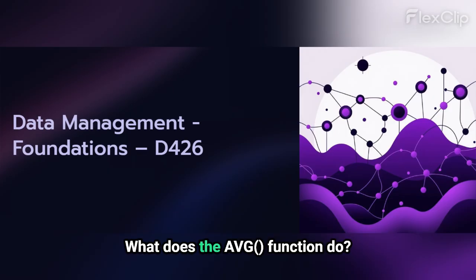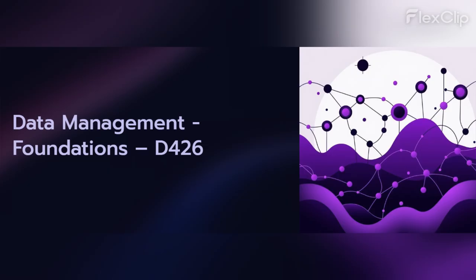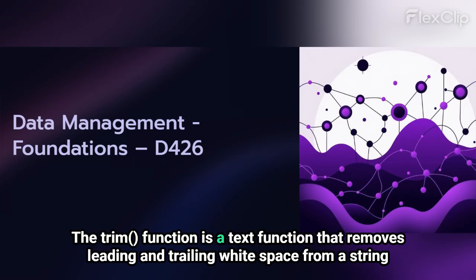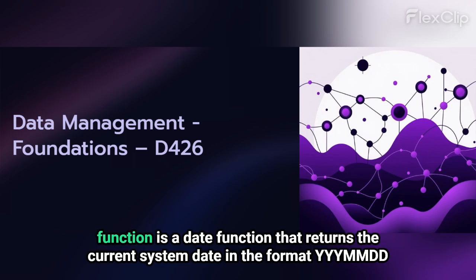What does the AVG function do? The AVG function is an aggregate function that calculates the average of a set of numeric values. What does the trim function do? The trim function is a text function that removes leading and trailing white space from a string. What does the CURDATE function do? The CURDATE function is a date function that returns the current system date in the format YYYYMMDD.